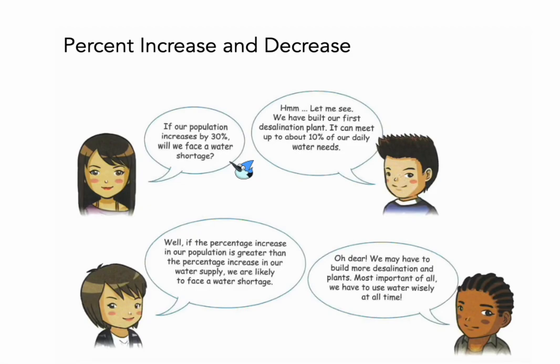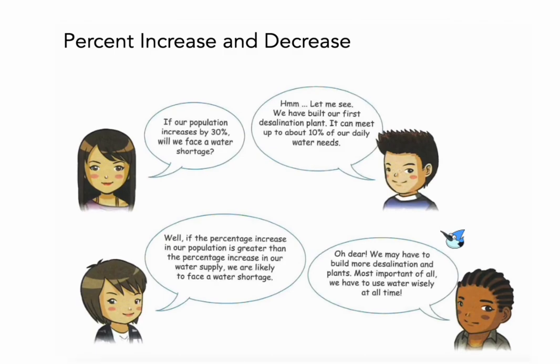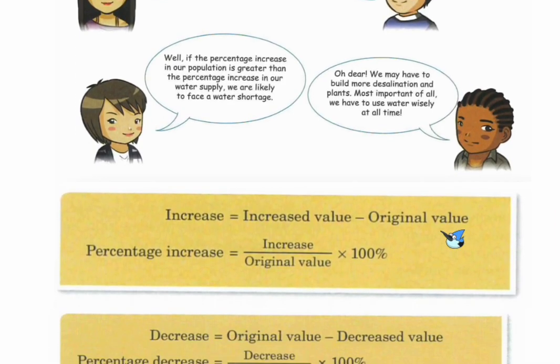So they're talking about building a desalination plant. That's where you take, let's say, ocean water and you take out the salt, desalination, so that you can come up with fresh water. So they're making calculations on what the percent increase for the daily water needs would be in order to offset the lack of resources and how many more desalination plants they'll need to build.